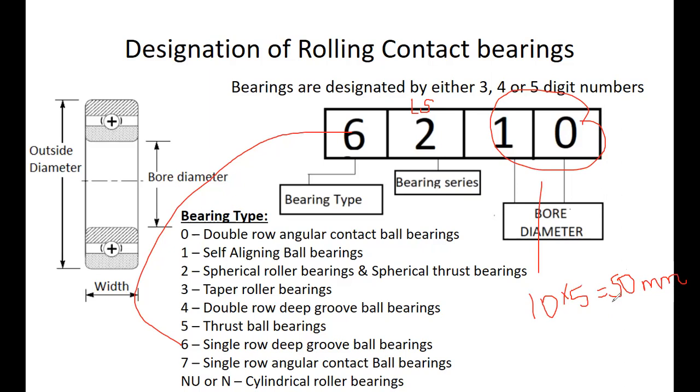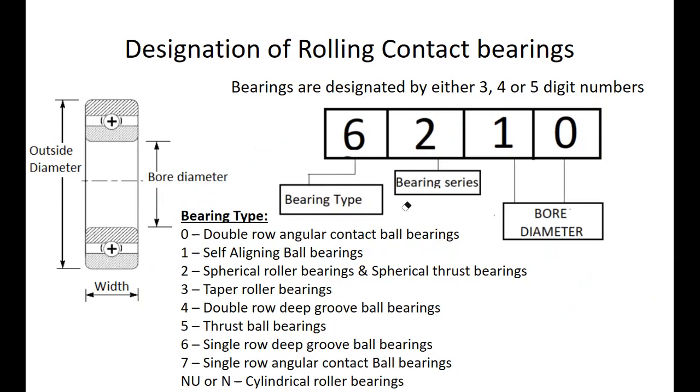The only thing you have to do is keep in mind these numbers: what the bearing type is. You have to understand the numbers of this series, right? And the last 2 digits, you have to understand the meaning of the bore diameter. So if you practice, you will definitely understand the meaning of this 4-digit or 5-digit number.